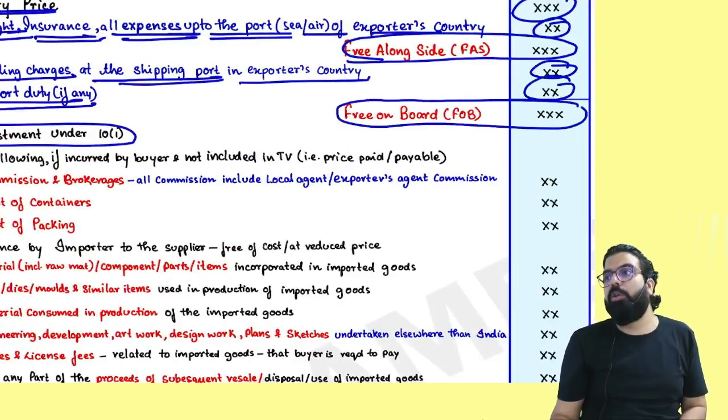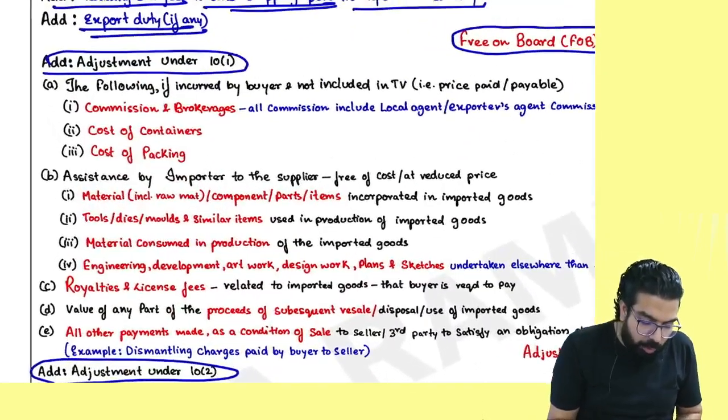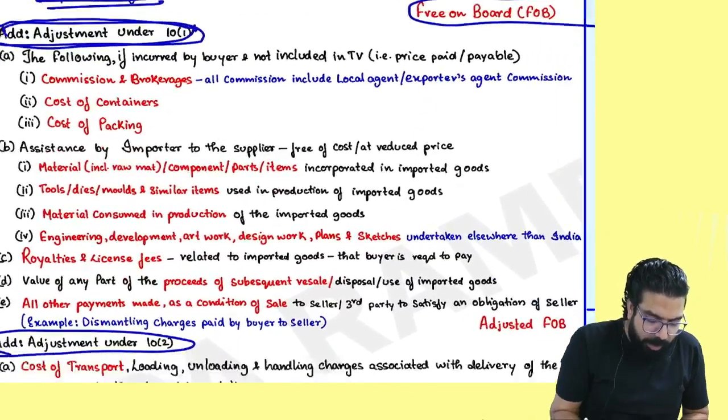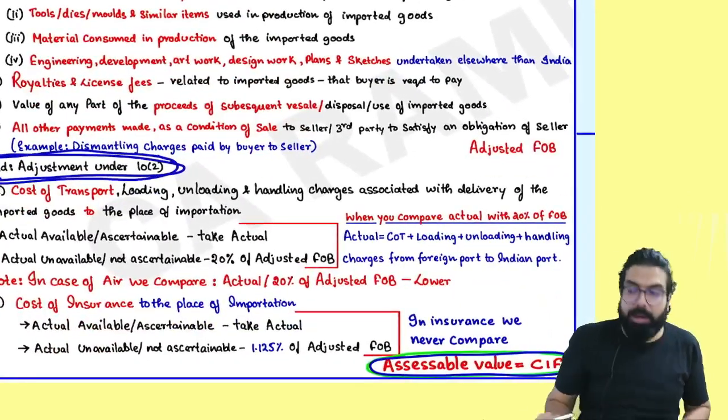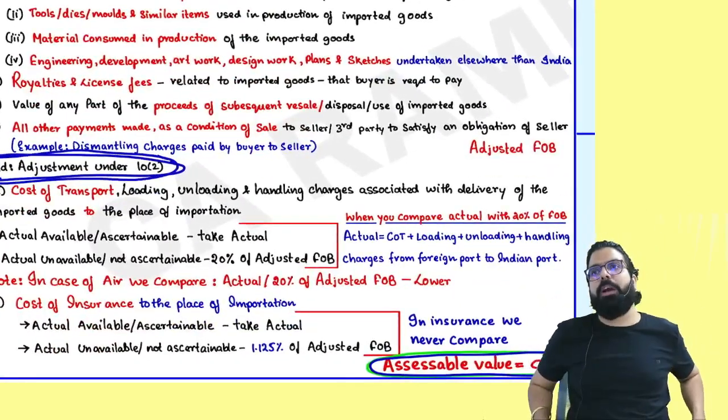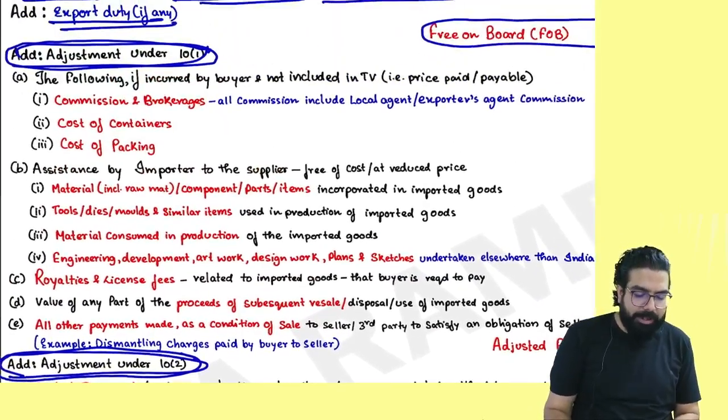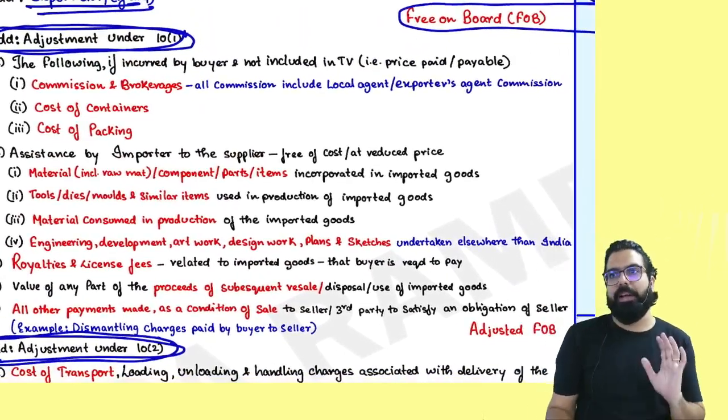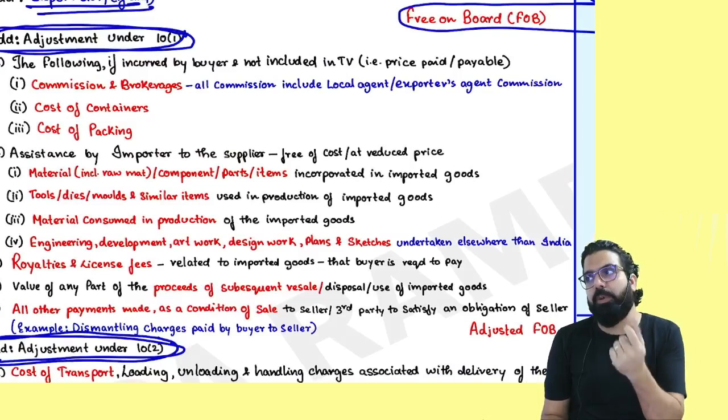Please tell me, does anyone have a doubt till FOB? Now, you have to do adjustment under section number 10.1 and then adjustment under section number 10.2. The most important part for your exam, A graded part, 10.1 and 10.2, it will come in the exam, everyone. Your 4 to 6 marks will come from this only.